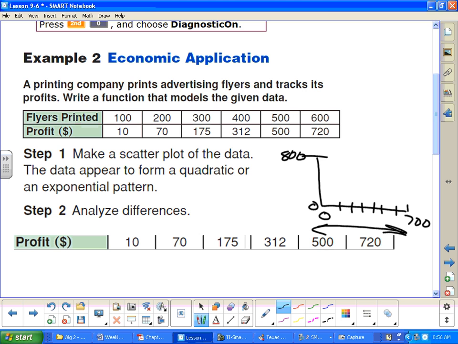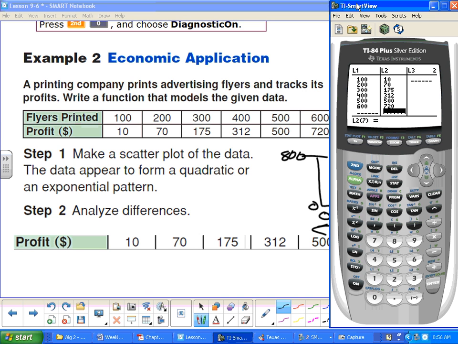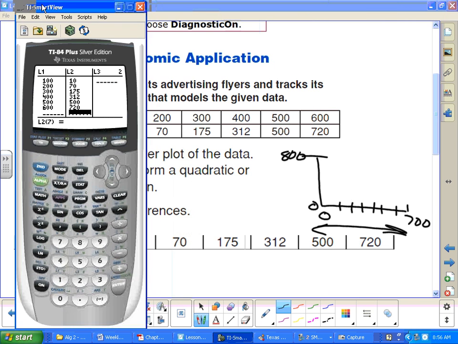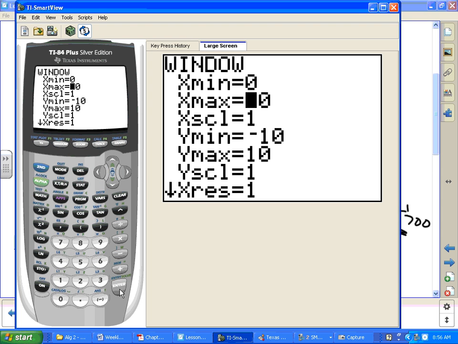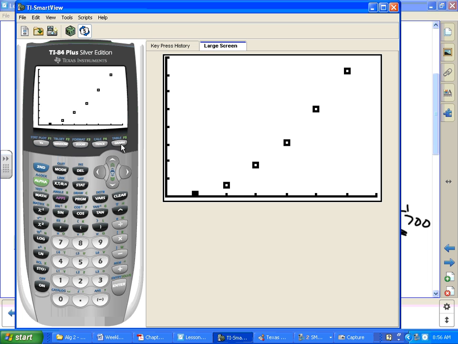So we'll go set our window then. I'll make this bigger. We'll go to our window, from 0 to 700 by 100s, and 0 to 800 by 100s. All we're doing is using the first numbers to establish our x values and the second numbers to establish our y values, and then if we graph it now, we should have a nice little scatter plot.